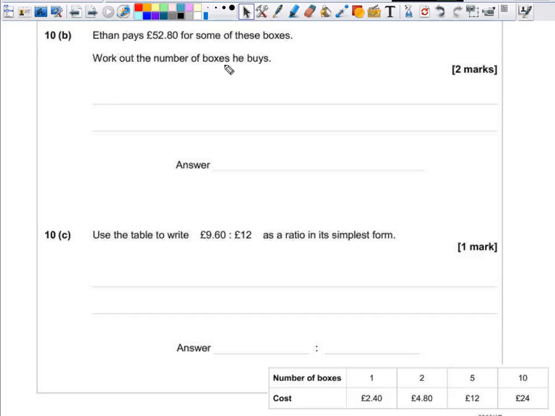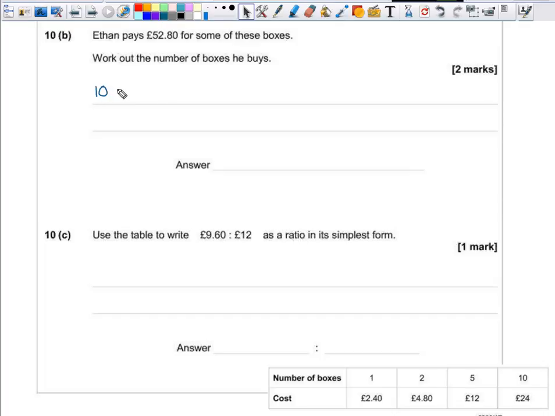Now again, there's lots of ways that you can approach this problem. You could try dividing this by £2.40. That's a personal method I would like, but the question does suggest that we use the table. This can help us do this very quickly, because we automatically know that for every 10 boxes, he's paid £24. So it's a good idea just to keep track of how much he spent for different numbers of boxes.